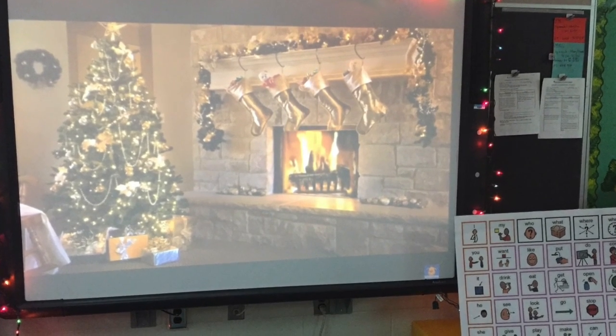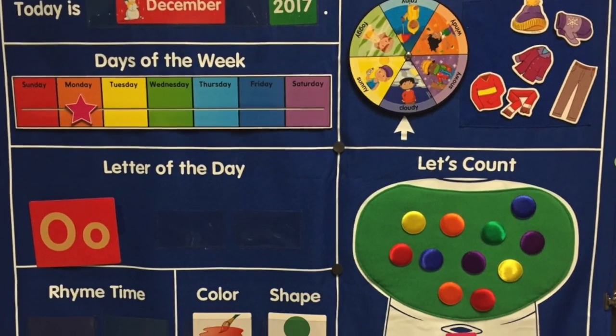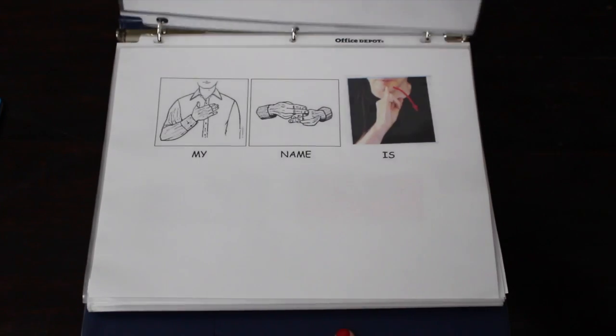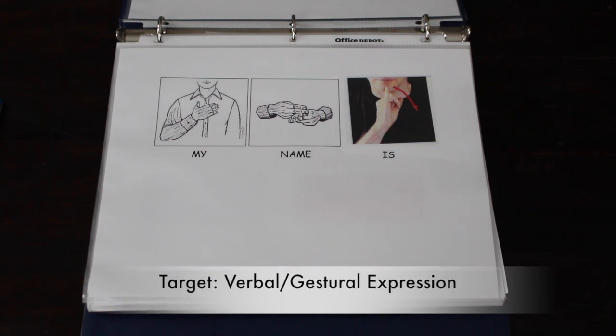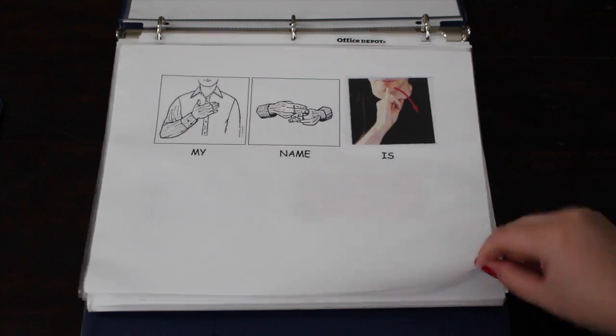And then I also use a pocket chart from Lakeshore that has everything that I need for circle time. Now, inevitably, something with technology is going to go wrong, and I just think it's good to have a backup. So starting off in my circle time binder, I have the sign language for "my name is," and I can go through this with every single student, and they can say what their name is by imitating the signs and also verbally expressing themselves.